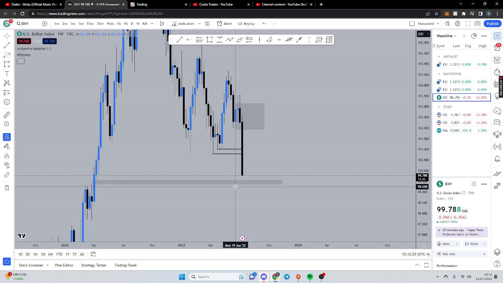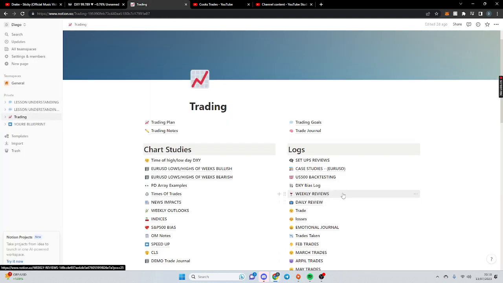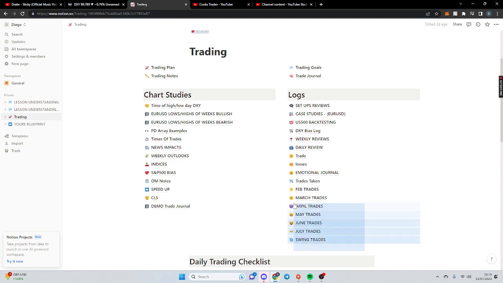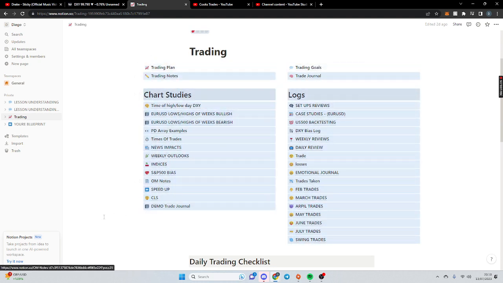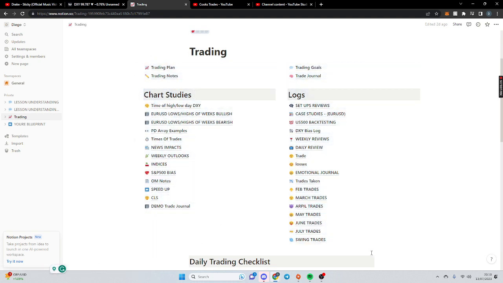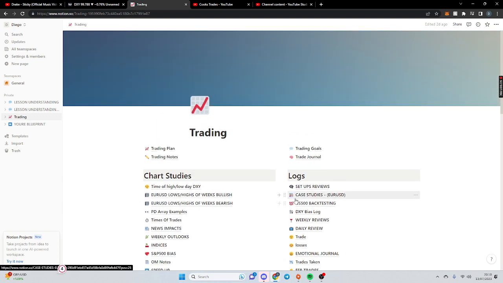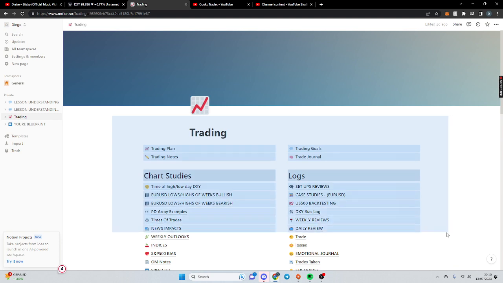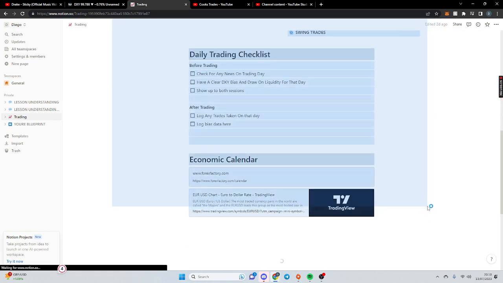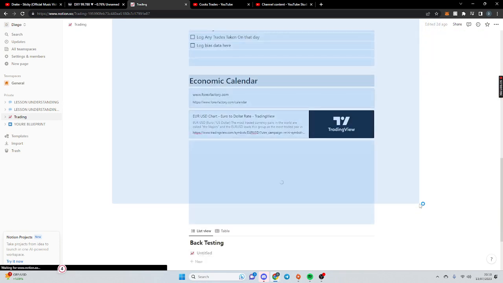So I do recommend to make yourself your own Notion. Or if you like, message me if you want this template. Obviously I'll delete the things that you won't need, and I'll keep the normal stuff. But yeah, this is pretty much all it is to stay organized, and the rest is just you trading.